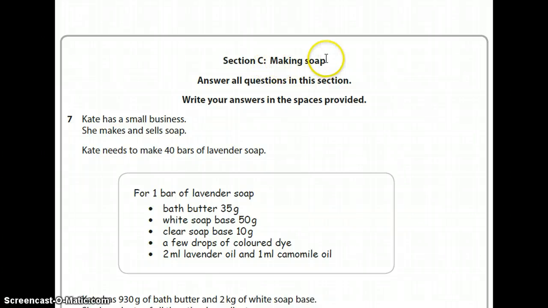Section C, making soap. Number 7. Kate has a small business. She makes and sells soap. Kate needs to make that many bars of lavender soap. For that many bars of lavender soap: bath butter, that amount; white soap base, that amount; clear soap base, that amount; a few drops of coloured dye; that amount lavender oil and that amount chamomile oil.